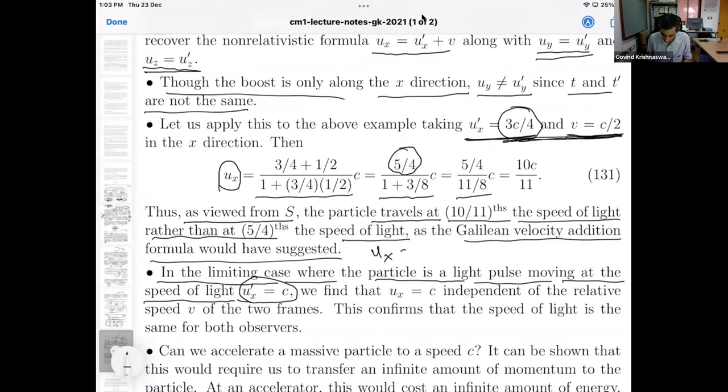ux is equal to (ux prime plus v) divided by (1 plus v ux prime upon c squared). Okay, this was our velocity addition rule. If you put this in, that is, you assume the particle was moving at the speed of light c.